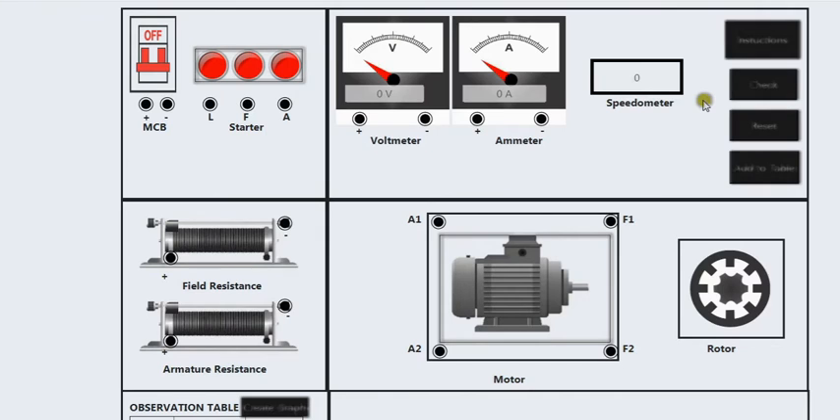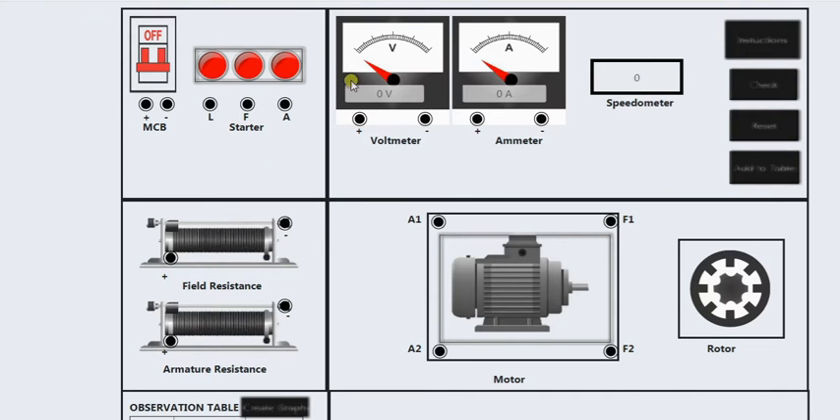Then we have to connect. On the screen we have the DC motor, and the rotor is here. Armature connections A1, A2 are there, and field connections F1 and F2 are there, and this is the supply from where we have to connect. Then there are three terminals of the starter. This is a 3-point starter, with terminals L for line, F for field, and A for armature. We have to connect this motor through this starter.